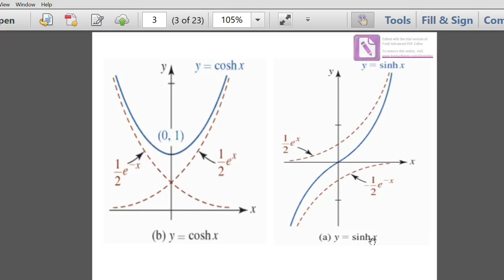For y is equal hyperbolic sine x, here we have minus half exponential of minus x and here we have half exponential of x. The domain of hyperbolic sine, you can substitute any value of x, so that means the domain will be from minus infinity to infinity. Also, the value of the y-axis, it can be negative number, it can be 0, it can be positive. So the domain and the range for the hyperbolic sine will be from minus infinity to infinity. But for the hyperbolic cosine, the domain from minus infinity to infinity and the range from 1 to infinity.